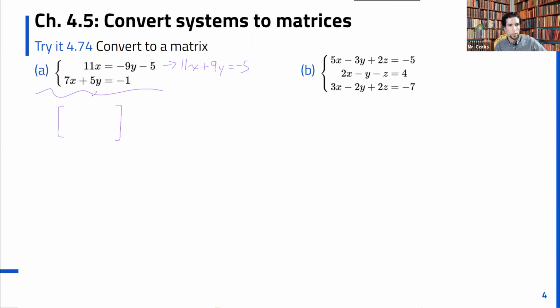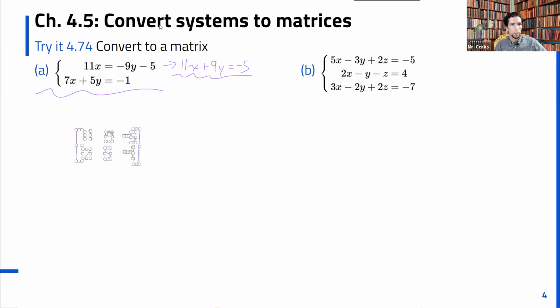All right, so our first row is just the first equation. We take the coefficients, 11, 9, and then our constant here is -5. And the second row will do the same thing: 7, 5, -1, like this.